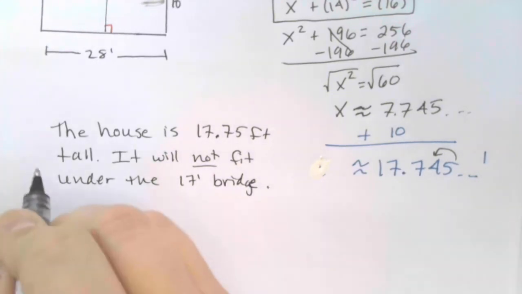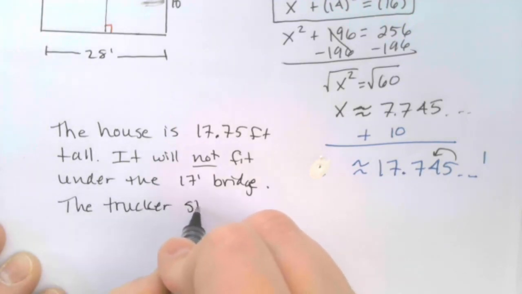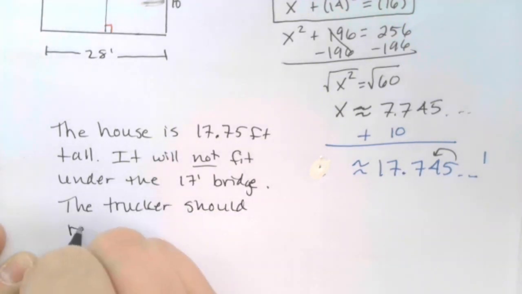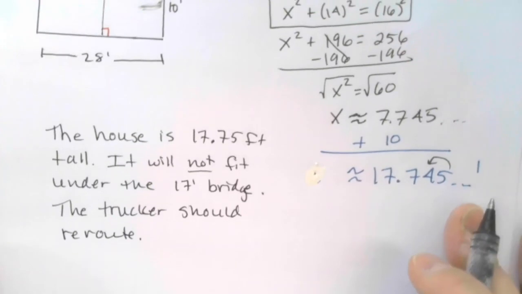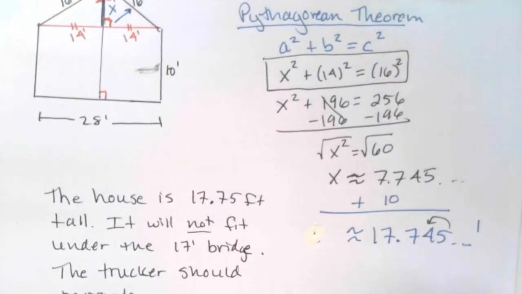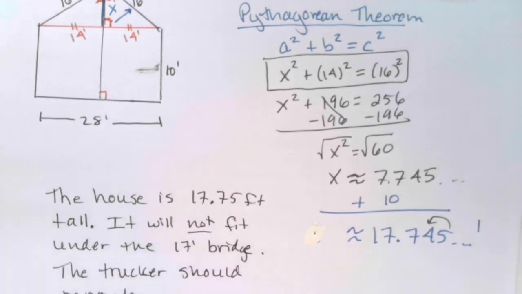And then answer the question. The trucker should reroute. And whenever it says explain, you've got math here that you have to show as part of your explanation, but you also have to reach your conclusions in writing. So you state how tall the house is, you say it will not fit under the bridge, and then answer the question, should the trucker plan a different route? The trucker should reroute. Always answer the question asked.